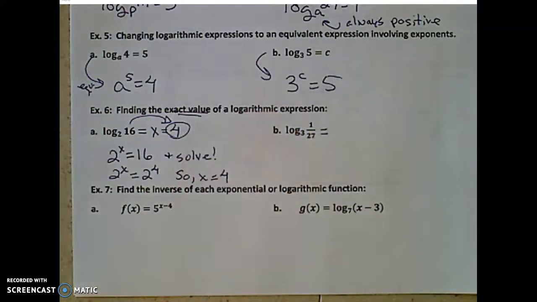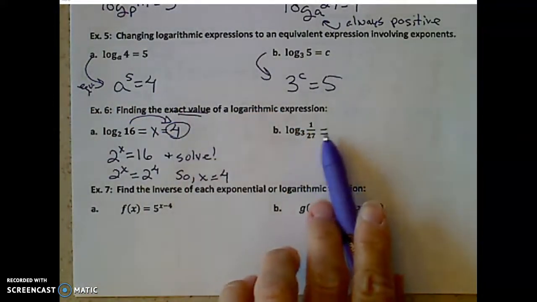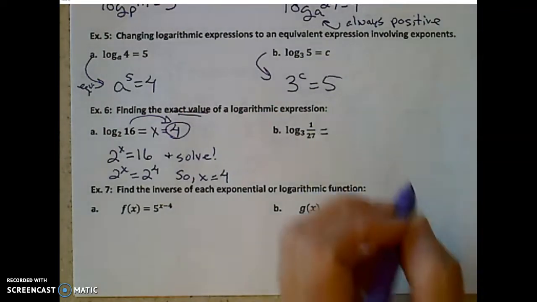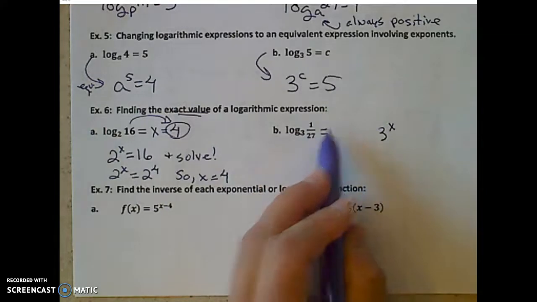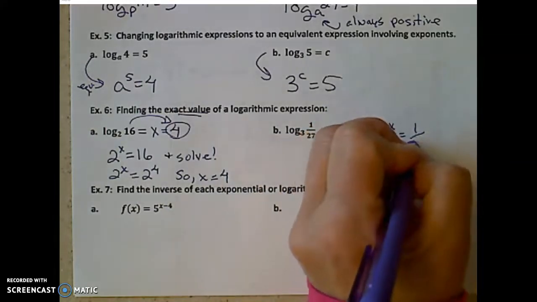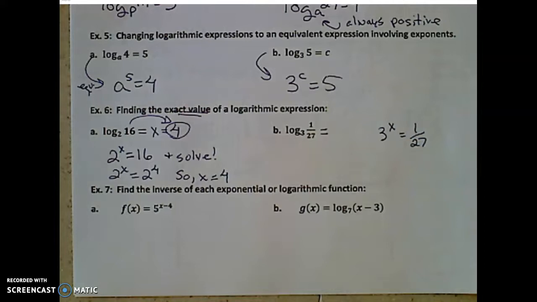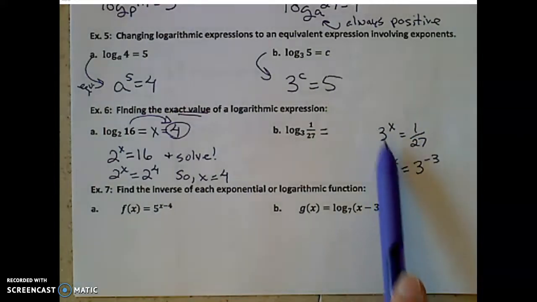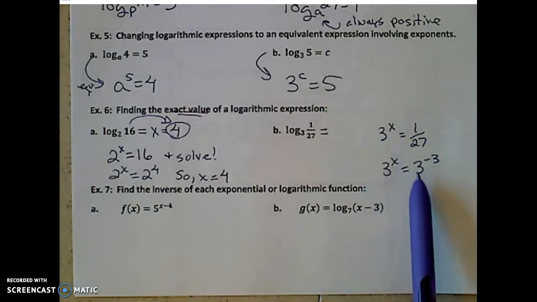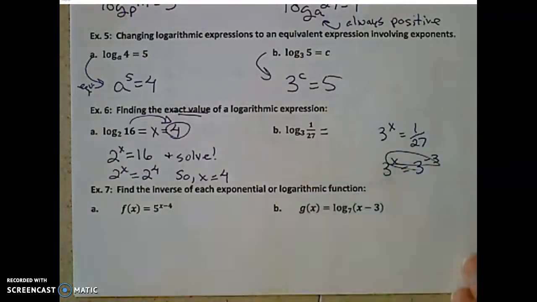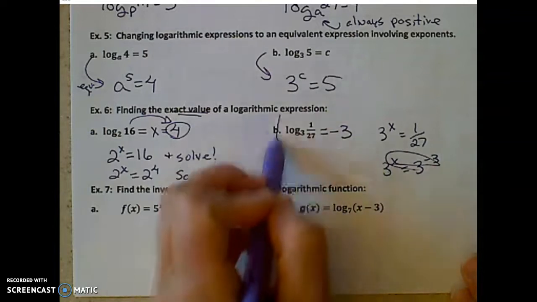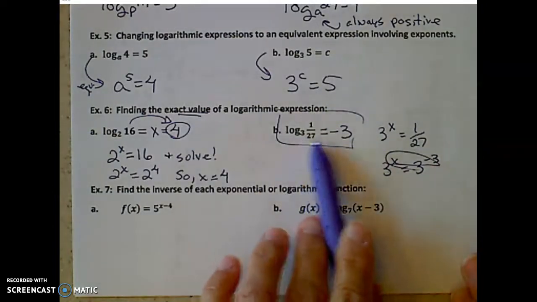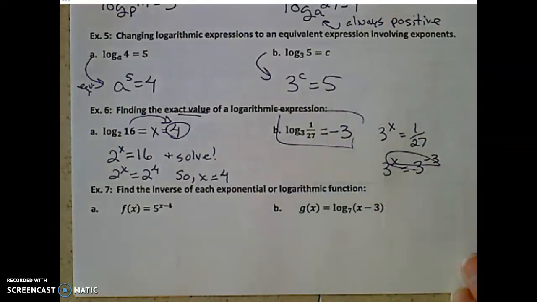What's the value of this expression? I say 3 to what power equals 1 over 27. 3 to what power, same base, switch, is equal to 1 over 27. Take a moment and solve that equation. This 3 to the x is the same as this, which is 3 to the negative 3. So x must equal negative 3. And the value of that logarithm is negative 3. 3 to the negative third equals 1 over 27.